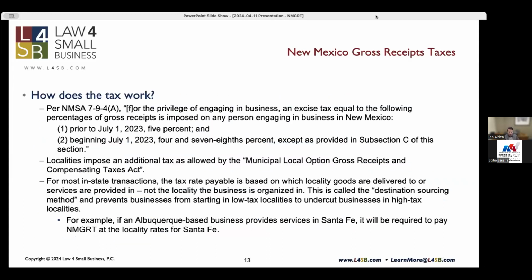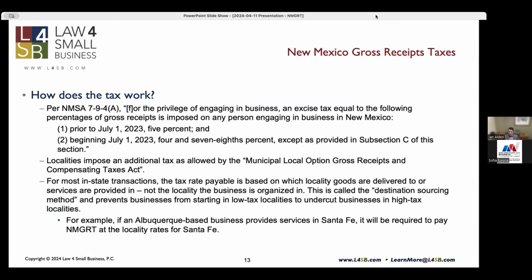So going into the basics of it, it is a tax imposed on businesses, on sellers of goods and services for the privilege of engaging in business. It's an excise tax, as they call it. The base rate as of July 1st, 23 is 4.78%. That's the state rate. And then, like I said, localities will tack on an additional amount on top of that.